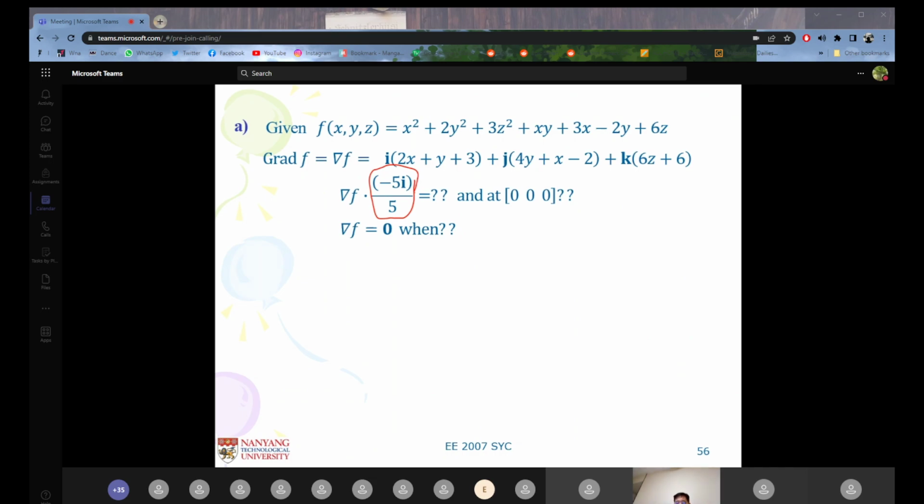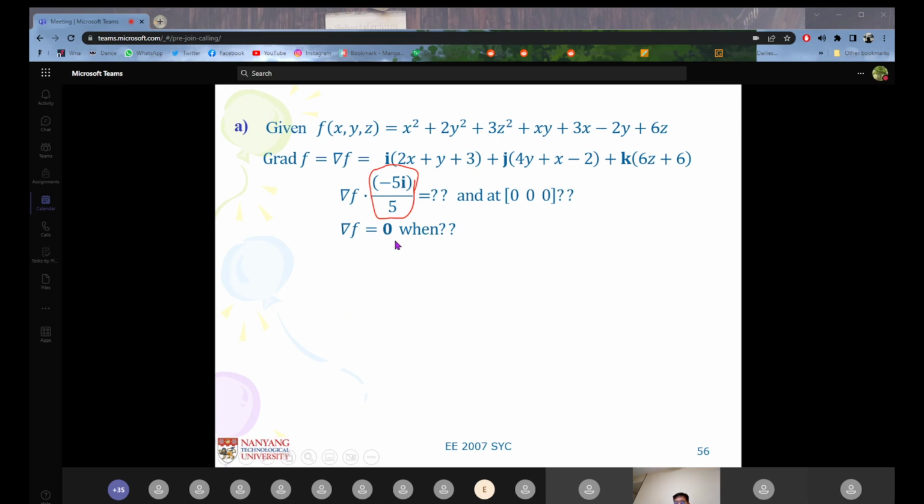It's not the dot product of this derivative with minus 5i. No, wrong, because in this case you will scale the magnitude of the derivative. You must come up with a unit vector representing the direction of interest. So take the dot product of these two, which is in fact essentially minus i. Then you will get a certain value, a function of x, y, and z. Put in x, y, z equal to 0, 0, 0 because at the origin, then you will get the directional derivative at that particular point.